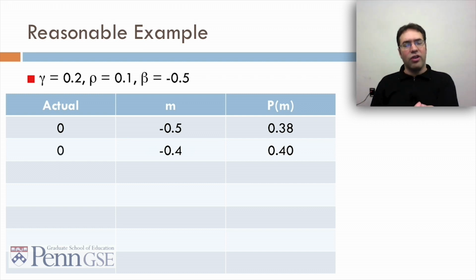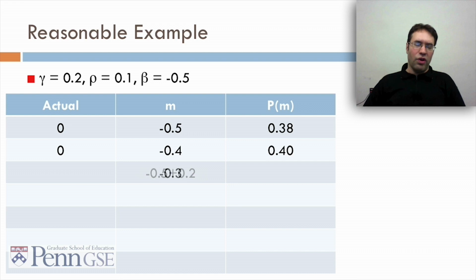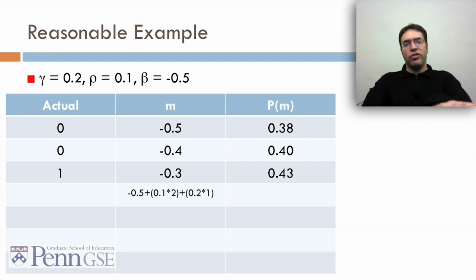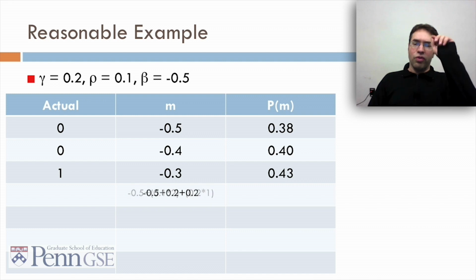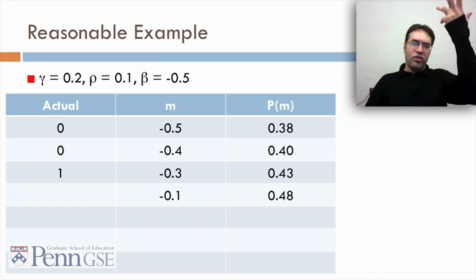And in fact, let's say the actual is 0. In this case now, the M will be negative 0.5 plus 0.1 times 2. We've got 2 failures now that are weighted 0.1 for rho. Negative 0.3 is the result, which gives us a P of M of 0.43, and the actual is 1, let's say. So now they have 2 failures and 1 success. So now the function is just a little more complex. It's negative 0.5, the beta, plus 2 failures, 1 success, which gives us a probability of M of 0.48. And you can see it's kind of just going up over time.